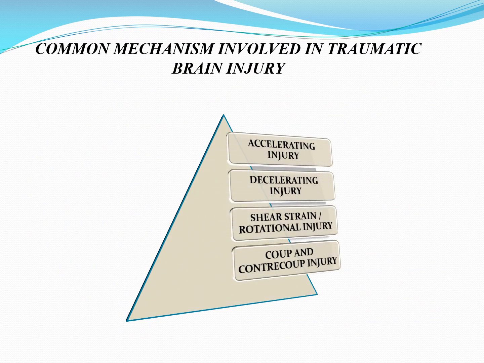Common mechanisms involved in traumatic brain injury are acceleration injury, deceleration injury, shear strain or rotational injury, coup and contrecoup injury. These are the four different mechanisms which operate in producing brain injury.